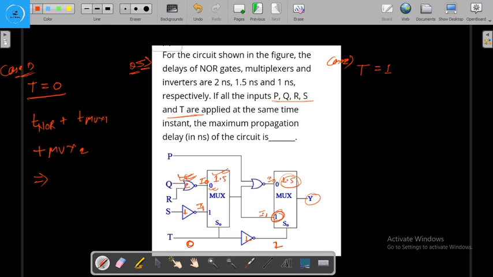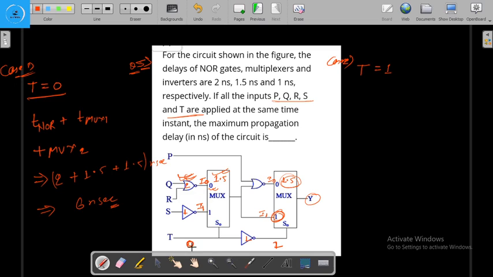Now we are going to calculate the delay. T of NOR gate will be equal to 2 nanosecond, plus T of mux 1.5 nanosecond. T of mux 2 will be equal to 1.5 nanosecond. So the total delay will be 2 plus 1.5 plus 1.5, which is 5 nanosecond. Now, we have understood this, right?